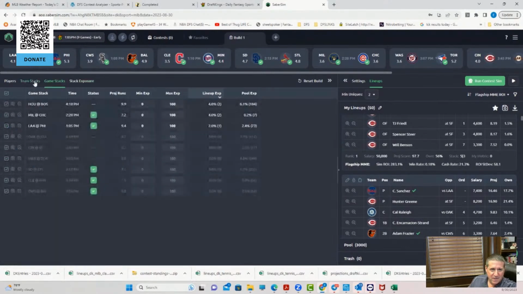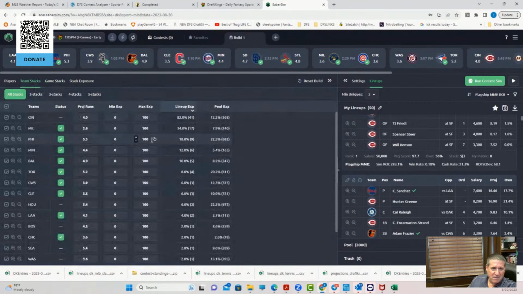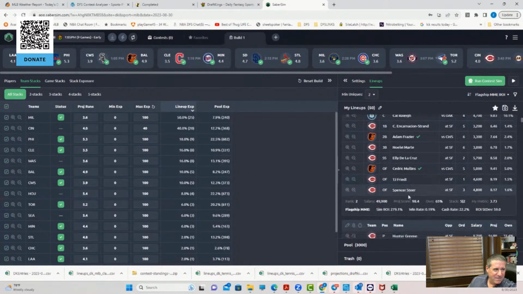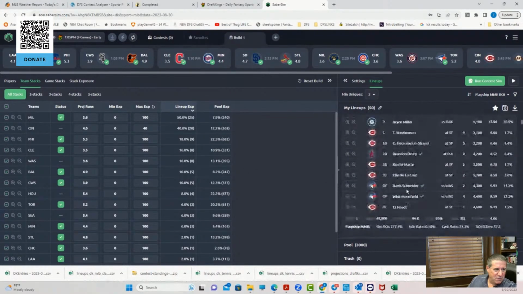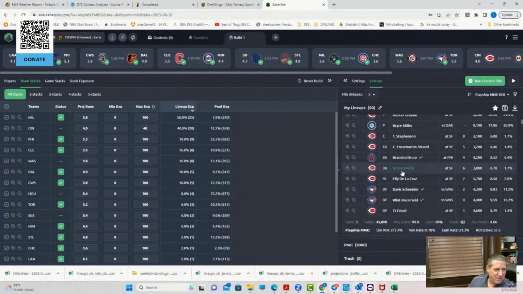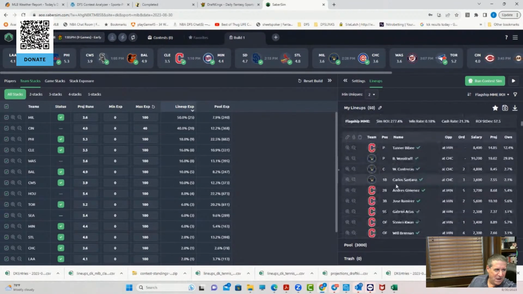So you could kind of mess around with this. I mean, you could artificially give yourself, hey, I don't want that. 40%, 40% Cincy. But you're still getting all this Milwaukee. So you really have to just figure out what type of risk tolerance you want.